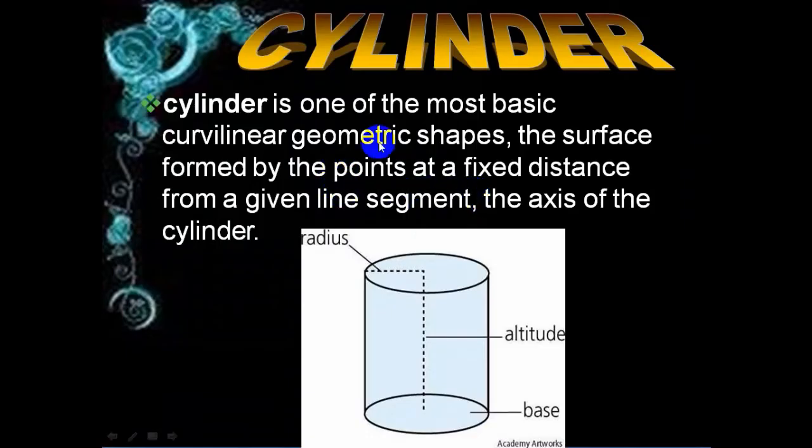Now cylinder. Cylinder is one of the most basic curvilinear geometrical shapes. The surface formed by the points at a fixed distance from a given line segment, the axis of the cylinder. You see over here, this is a cylinder. This is the radius of the cylinder. This is the altitude, the height of the cylinder, and this is the base of the cylinder.